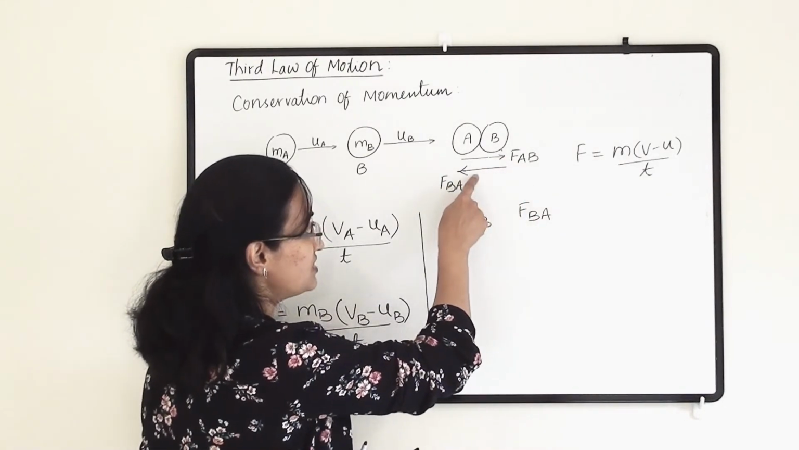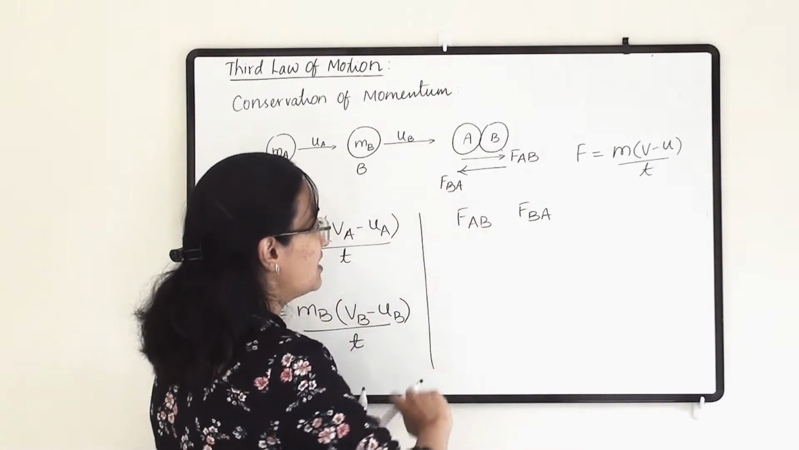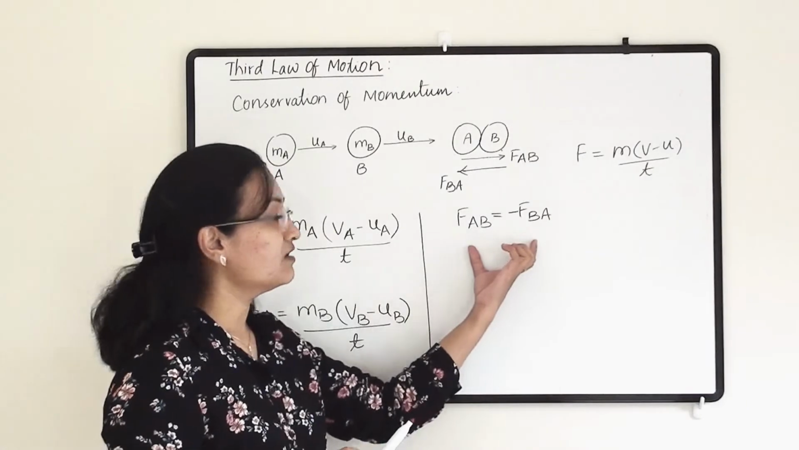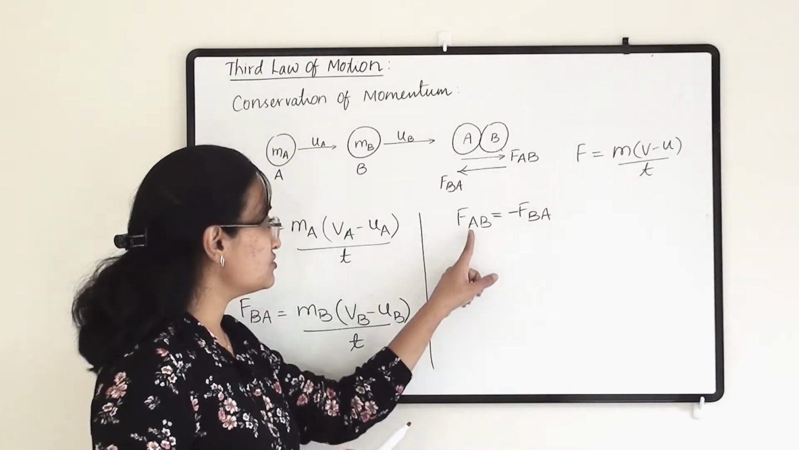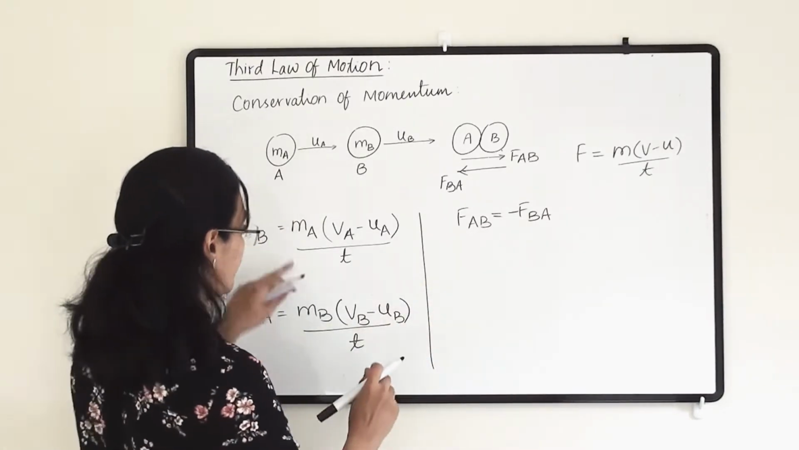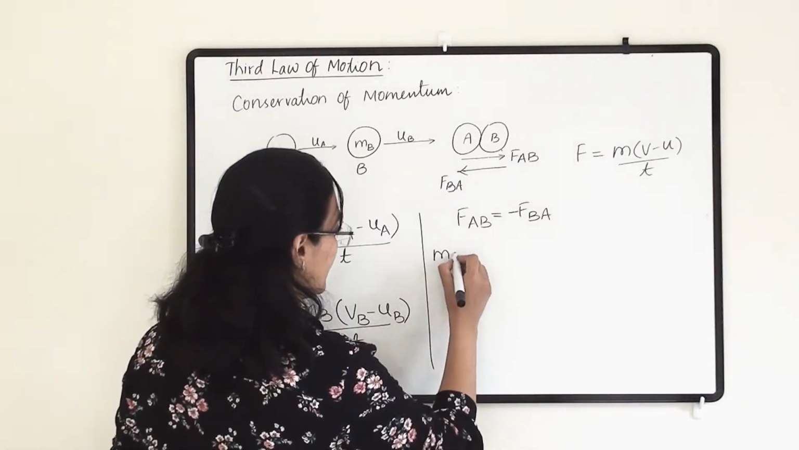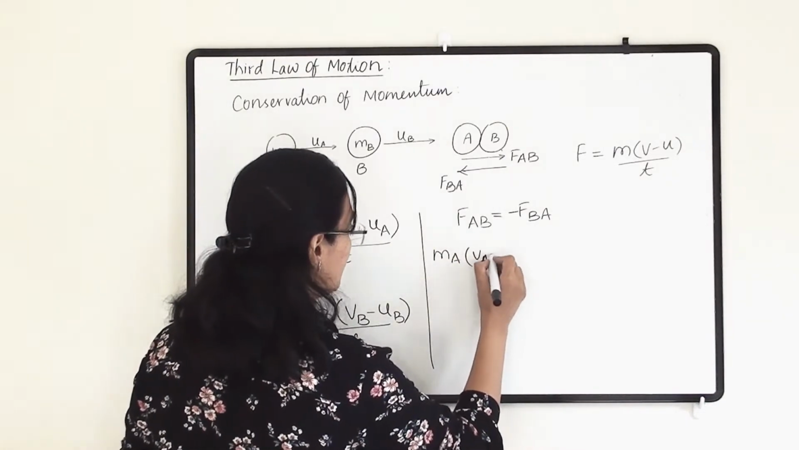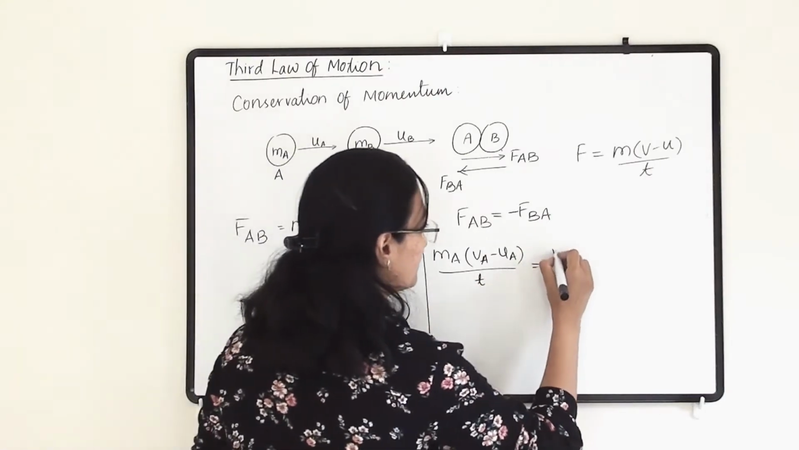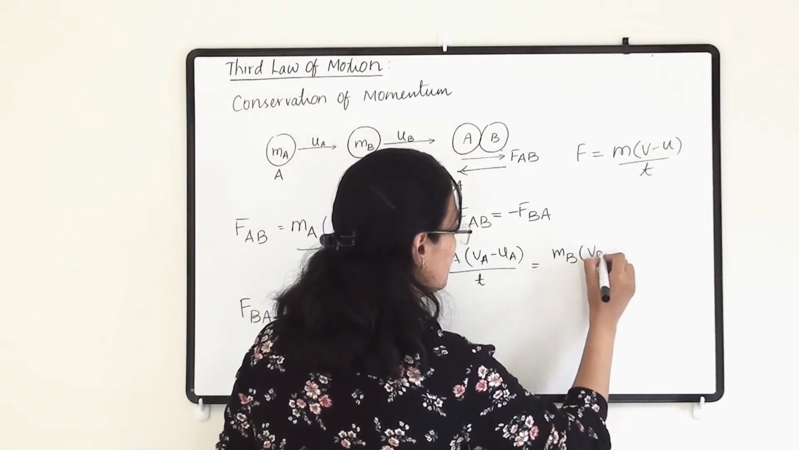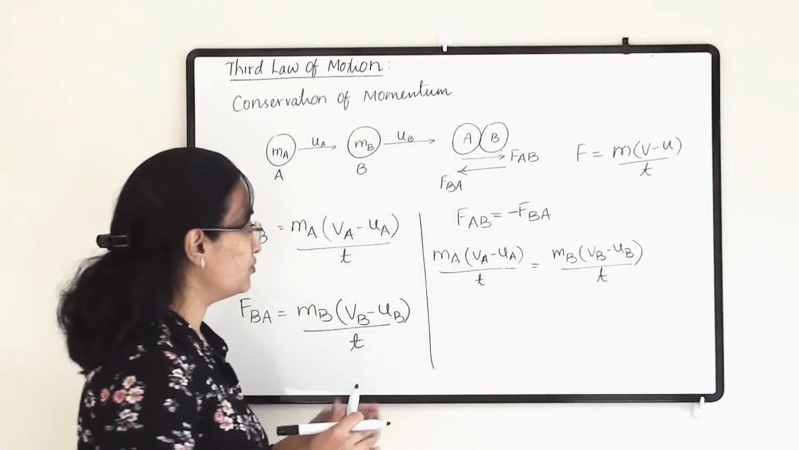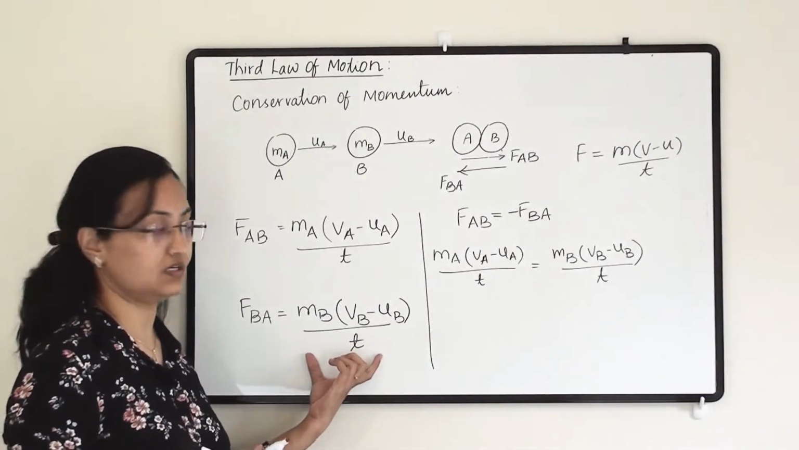But this is in opposite direction. So FBA I am writing negative here because they both are opposite in their direction. Now let us put the values of FAB and FBA into this equation. So here I am going to write MA into bracket VA minus UA divided by T equals to MB into bracket VB minus UB divided by T. We have put all the values what we have written here.